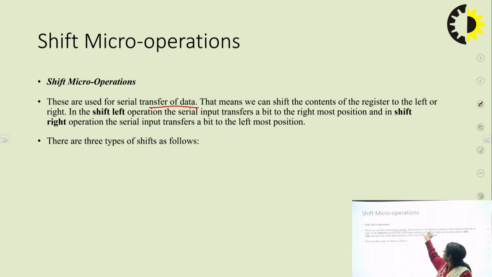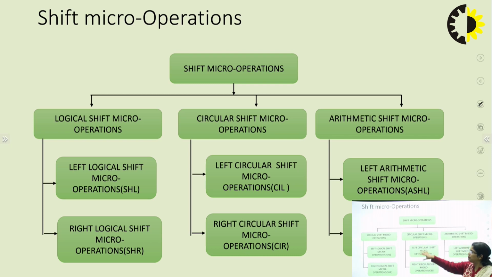According to right and left, there are three types of shift micro operations. The first is the logical shift, the next is the circular shift, and the next is the arithmetic shift micro operation. The logical shift again has two types: the logical shift left, which we can write as SHL, and the logical shift right, which we can write as SHR.